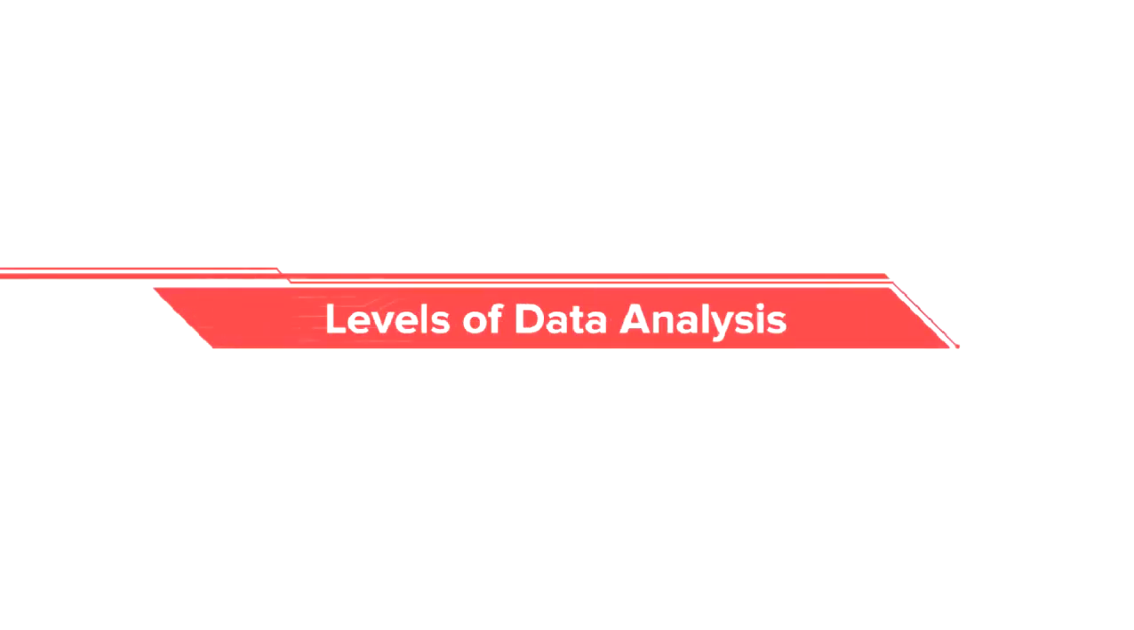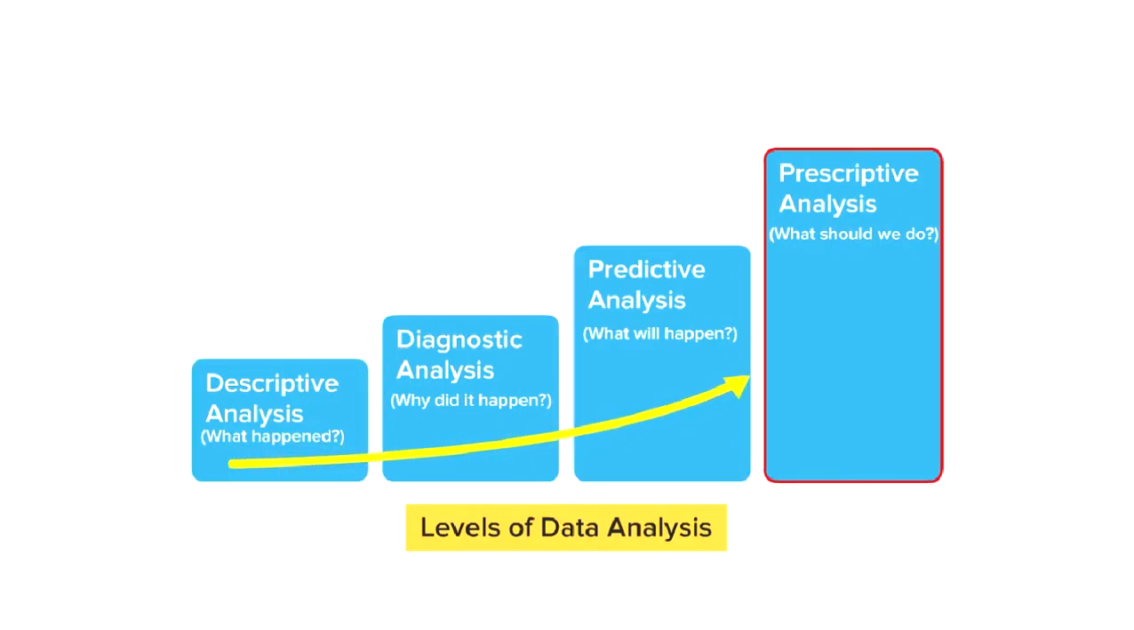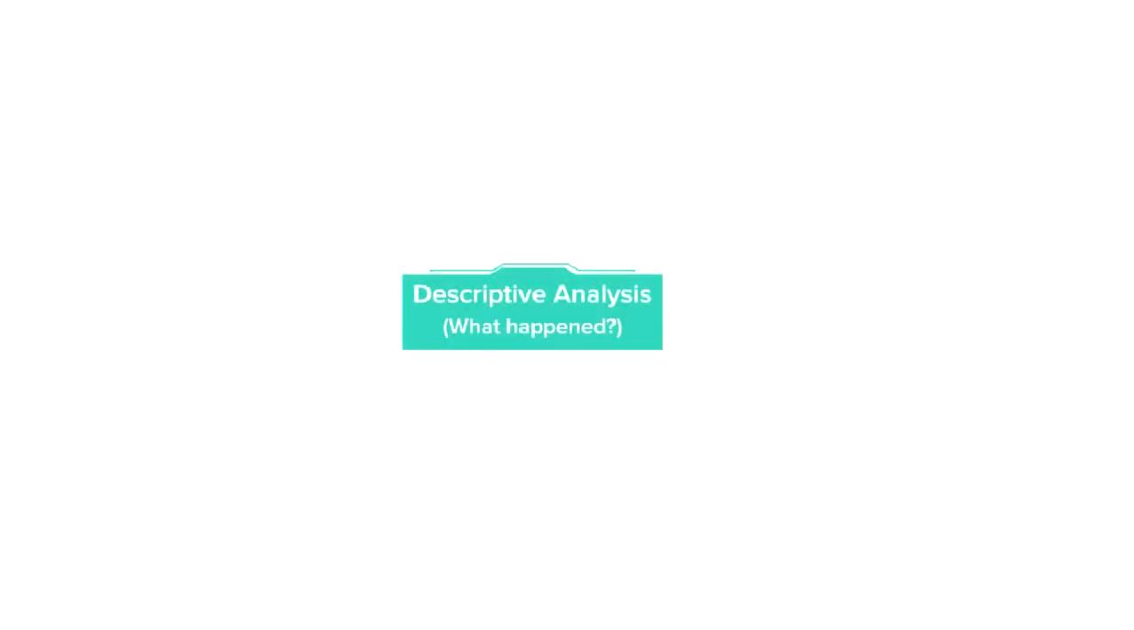The four major types, or we can say the four levels of data analytics, are descriptive analysis, diagnostic analysis, predictive analysis, and prescriptive analysis. Let us discuss in detail about each one of them. In descriptive analysis, we get to know what is happening based on the available data. It is the first level of information that you obtain from the data.